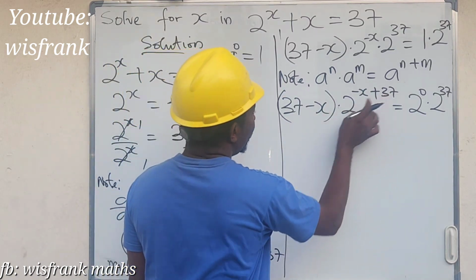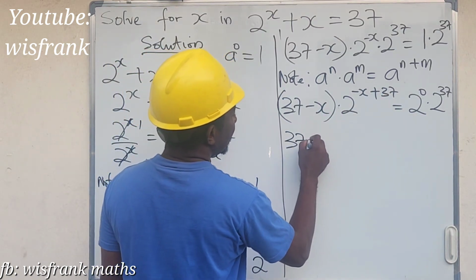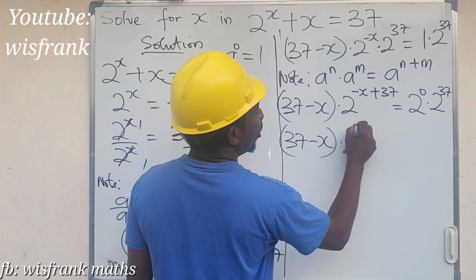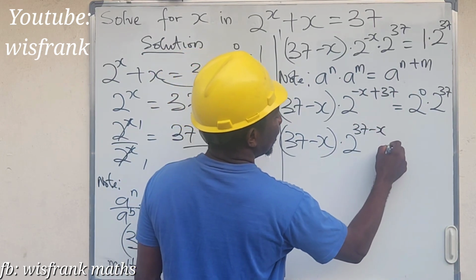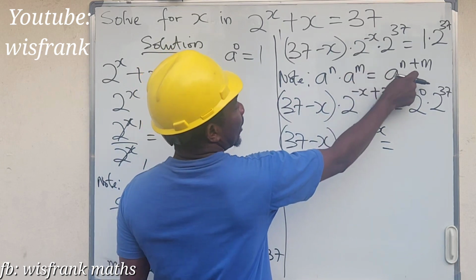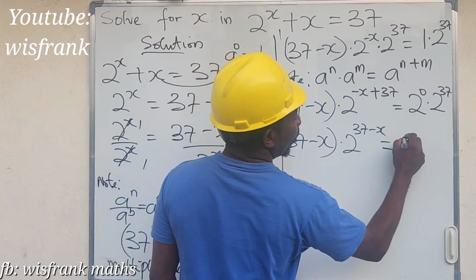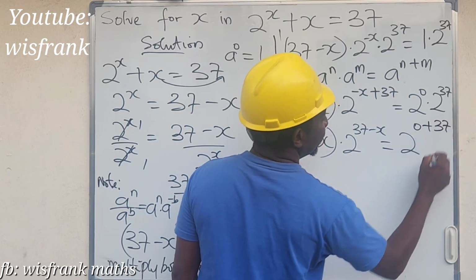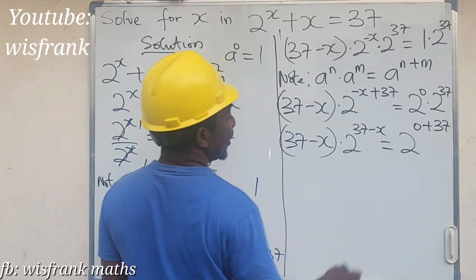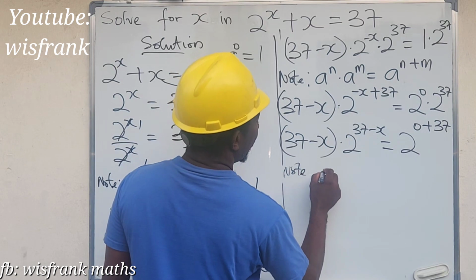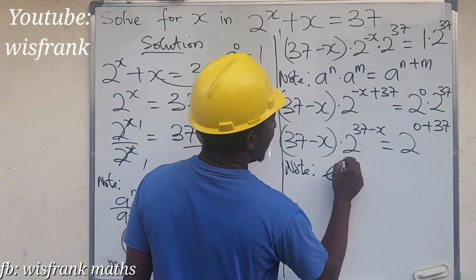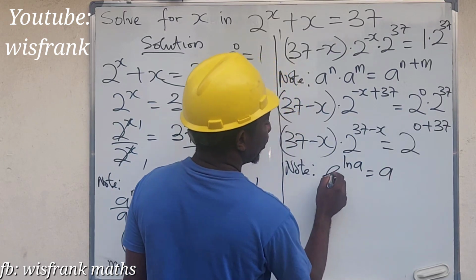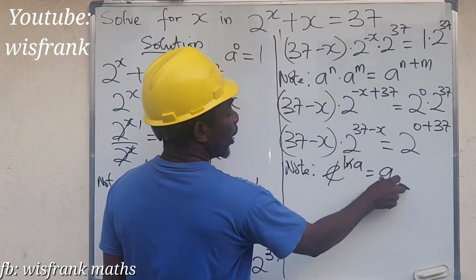The same thing that we do here, this will become (37 minus x) times 2. We can rearrange this. This will become 37 minus x equals, we apply the same rule here, so that one will become 2^(0+37), which is the same thing as 2^37. Then note that when we have e^(ln a) equals a, because e cancels the ln, we have a.